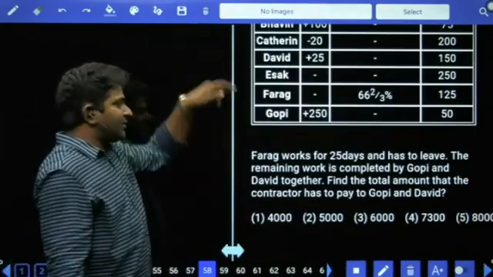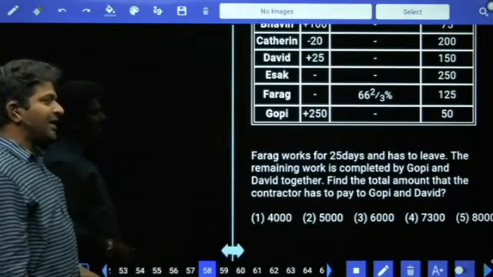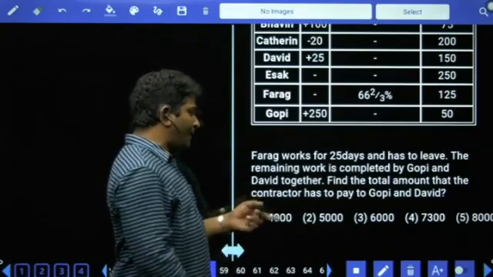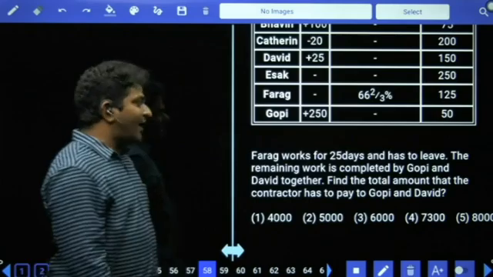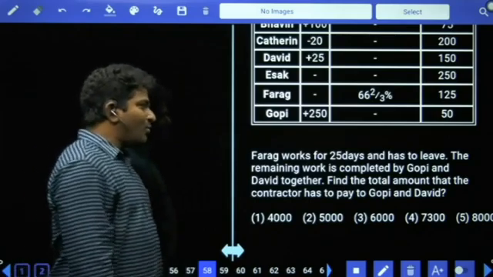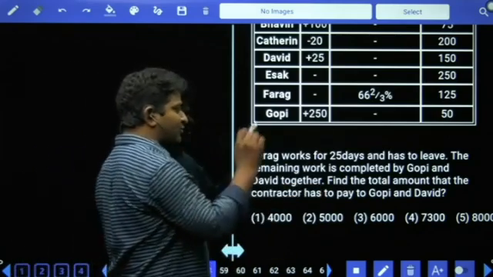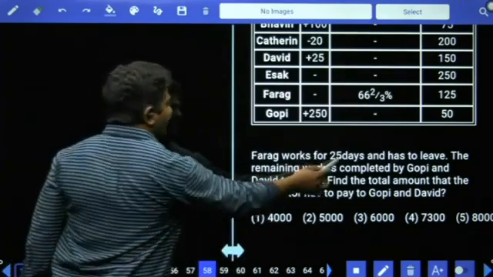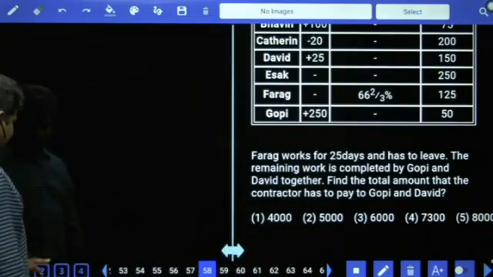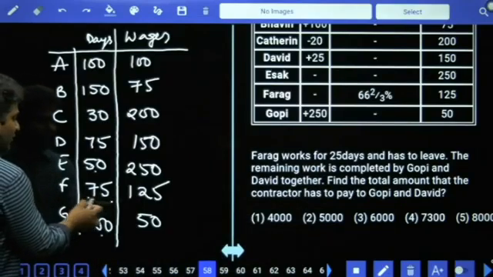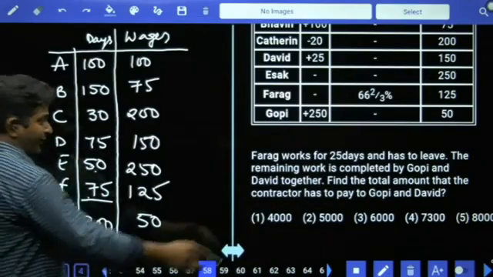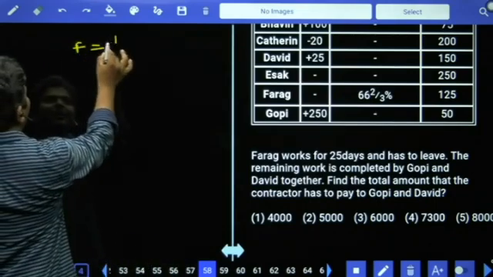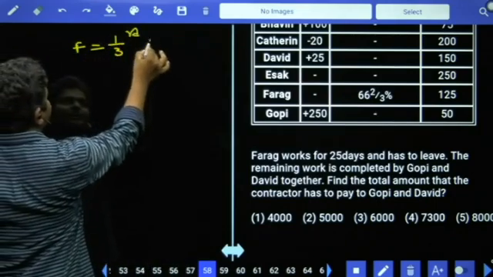Farag works for 25 days and he has to leave. The remaining work is completed by Gopi and David together. Find the total amount that the contractor has to pay to Gopi and David. So Farag worked for 25 days. Look at this. Farag can complete the total work in 75 days. If he worked for 25 days, that means Farag completed 1/3 of the work.